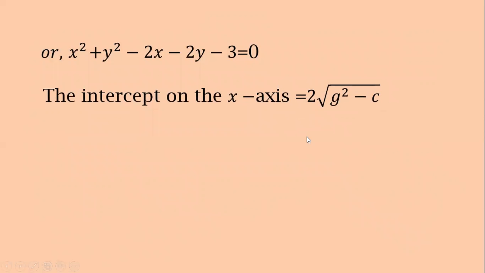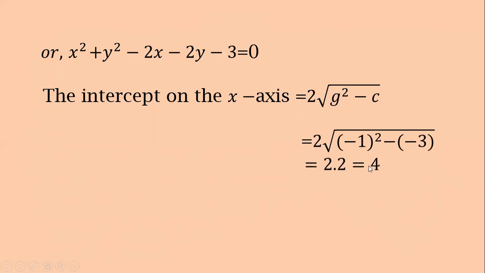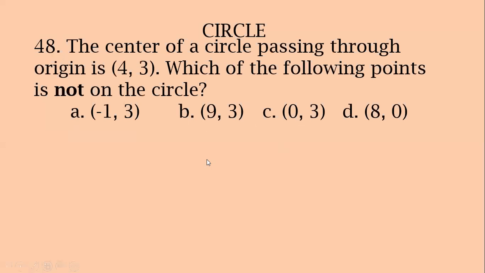This is the intercept. So g is equal to minus 1 and c is equal to minus 3. So we get 4. So this is the intercept of x-axis. Now 48. The center of a circle passing through origin is 4, 3. That is, center is 4, 3 and it passes through origin.